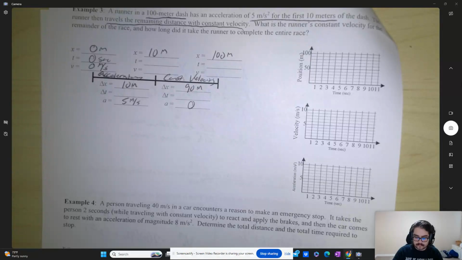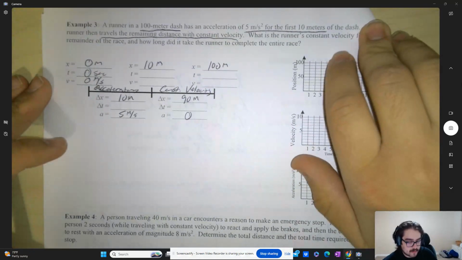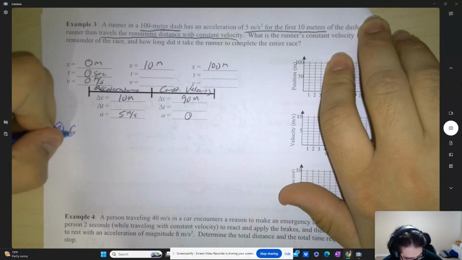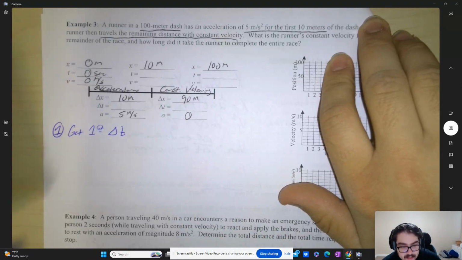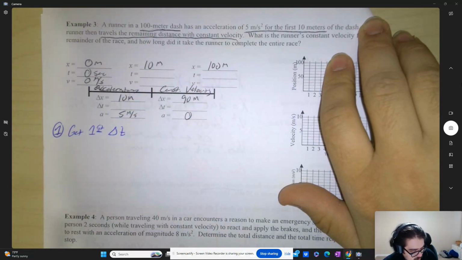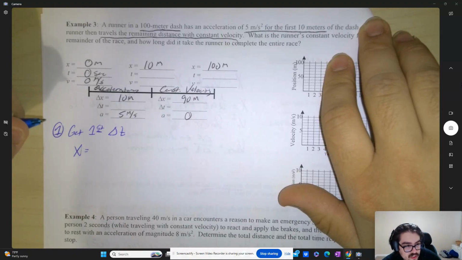Okay, so now we need to spend some time to fill in the blanks. You solve it like a logic puzzle, kind of. The first part is to get the first delta t. I need to figure out the change in time between the start and when he stops accelerating. Well, since I have constant acceleration, I'm going to use my constant acceleration equation.